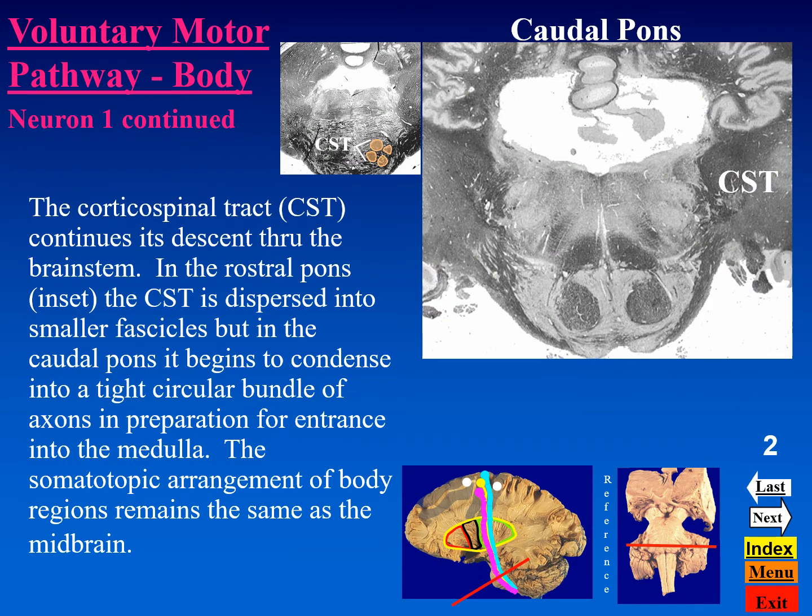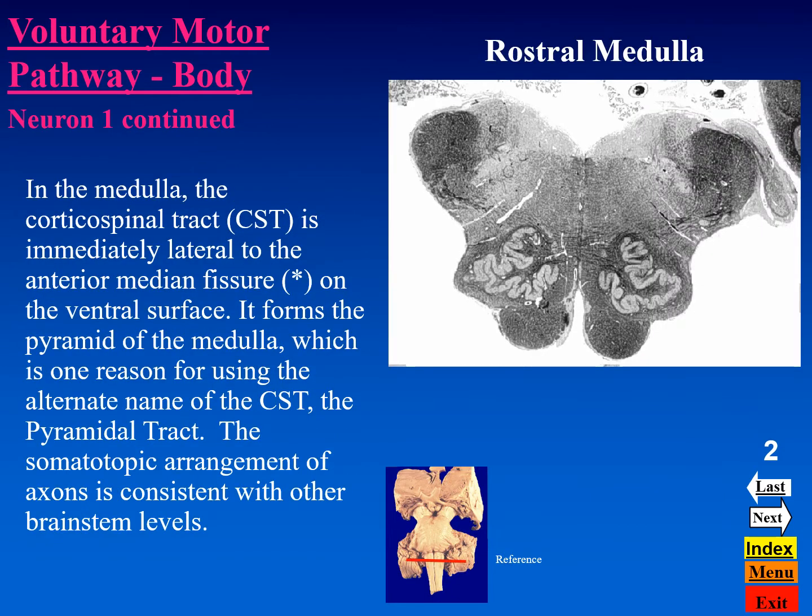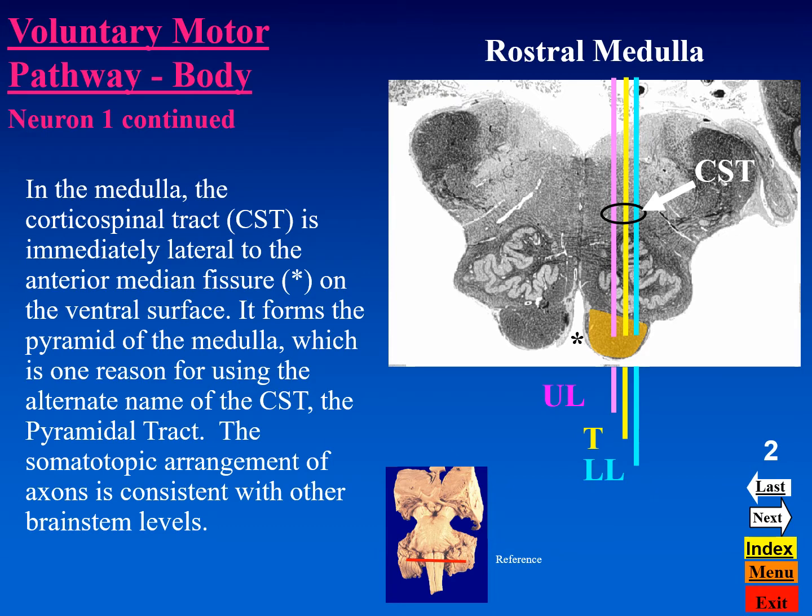Here in the pontine levels, we see the corticospinal tract continuing its descent in the more ventral part of the pons and maintaining a similar somatotopic organization of the fibers. Here in the rostral medulla, those corticospinal tract fibers now form the pyramid that we see on the ventral surface of the medulla. And those fibers, again, are somatotopically organized from medial to lateral, from upper limb to lower limb.